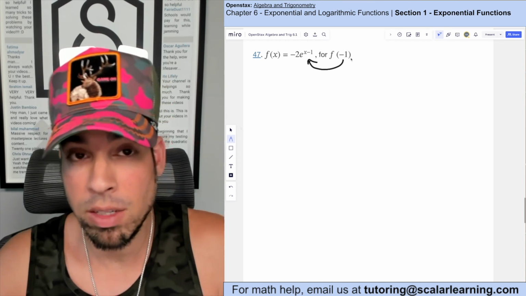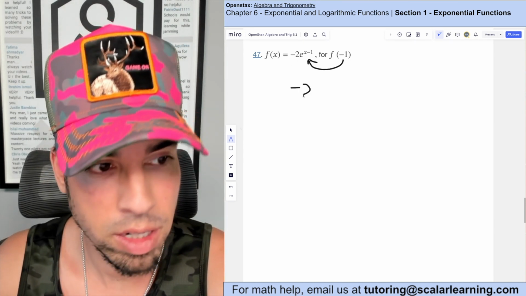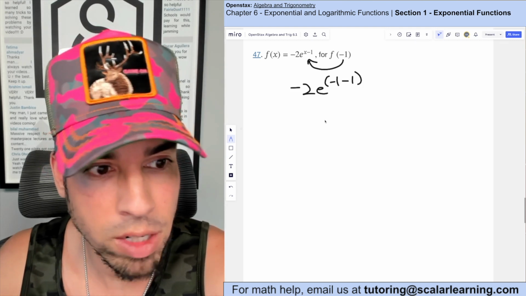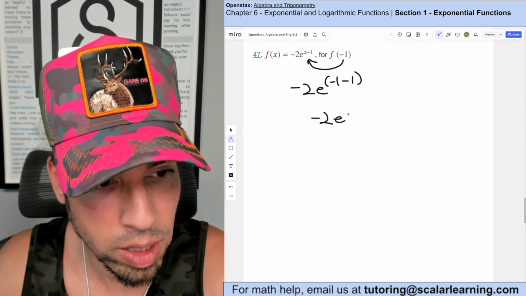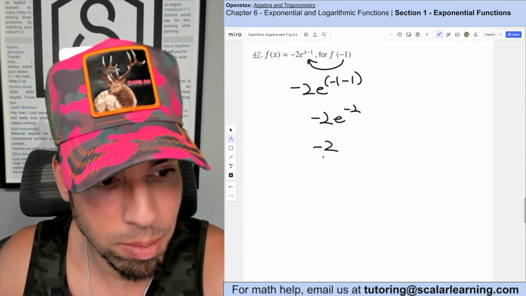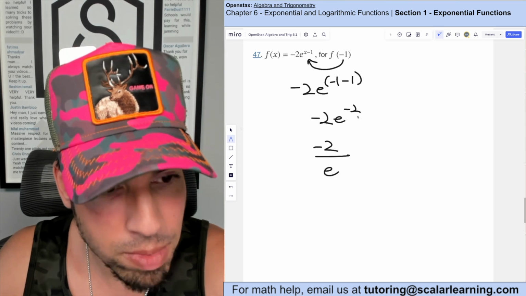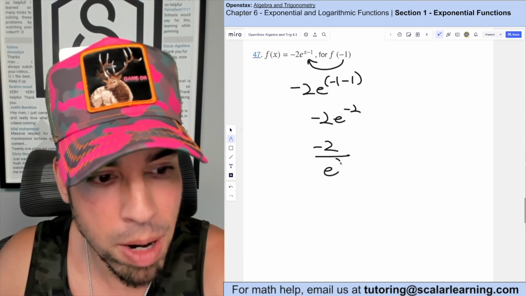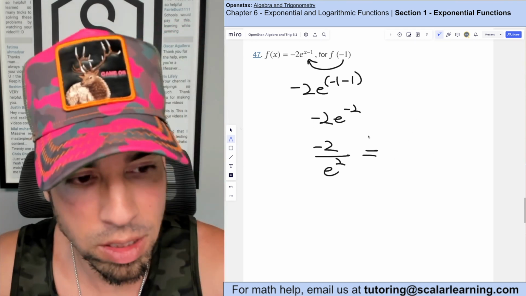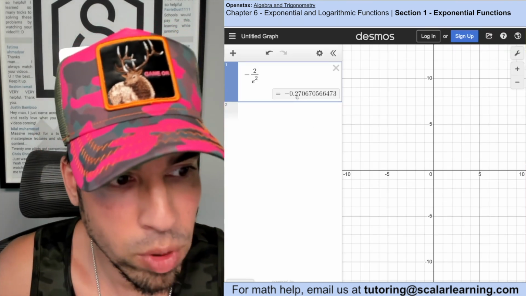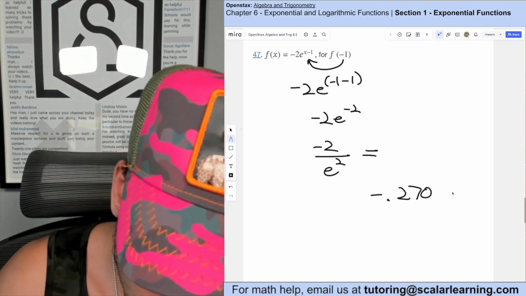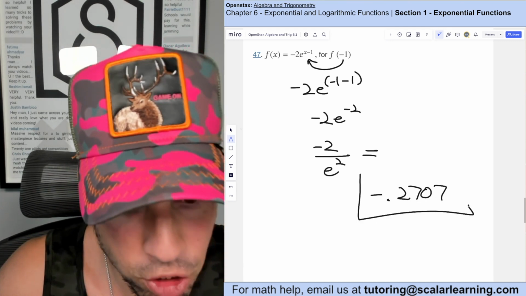We're taking f of -1. So you plug -1 in, you get -2 times e to the -1 minus 1. -1 minus 1 is -2. So -2 e to the -2. Now anything to a negative exponent is really the same as that value in the denominator to that same exponent, but now positive. So -2 over e squared is correct, but now let's plug it into Desmos and get an approximation. So we get -0.2707 for the approximation. Done.